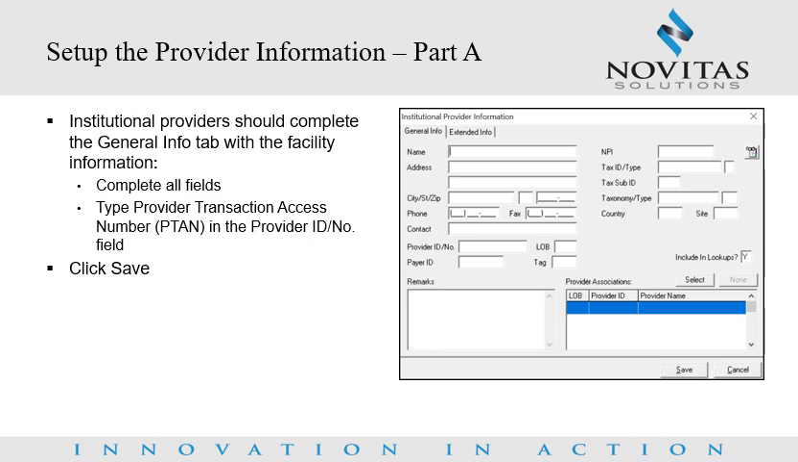Set up the provider information, Part A. Let's look at the provider information for Part A. Institutional providers should complete the General Information tab with the information specific to their facility. They would complete all fields, including typing the Provider Transaction Access Number, or PTAN, in the Provider ID field and then click Save.